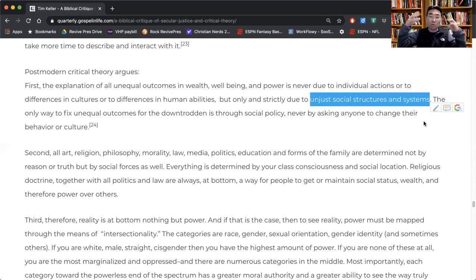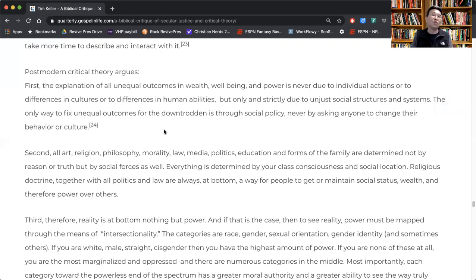So that's why, for so much of the understanding of social justice, you have to have a certain discourse and understand systems and structures and see the groups. The only way to fix unequal outcomes for the downtrodden is through social policy, never by asking anyone to change their behavior or culture. So here we go, through social policy. You know what this means?